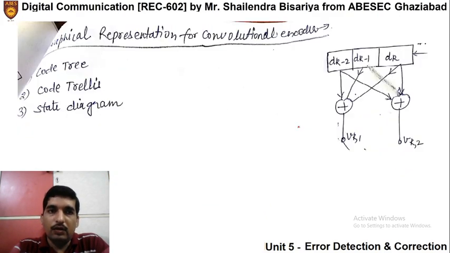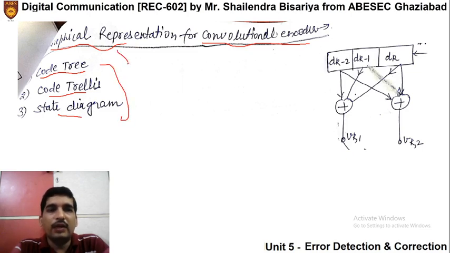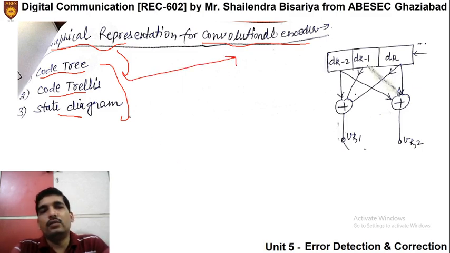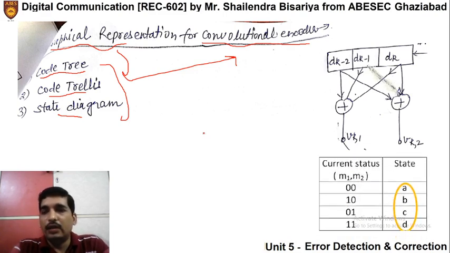Now, before taking an example, let us do one more thing. The graphical representation of a convolutional encoder is basically done with the help of either a code tree, code trellis, or state diagram. These are all different ways to graphically represent the convolutional code, so we will discuss all these things one by one. For that we need the state diagram.